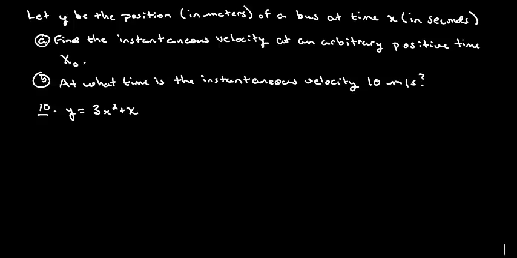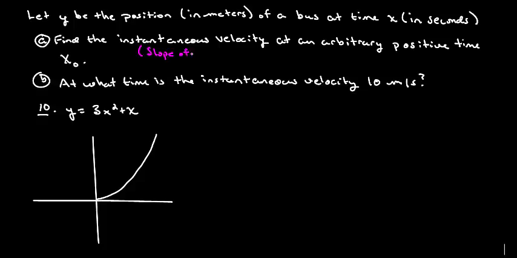So again, I'm going to draw out the picture of what's going on here. Okay. And so we've got some curve 3x squared plus x, which looks something like this. And we need an arbitrary point here that we need for the instantaneous velocity. That is the same thing as, I should write it like this, slope of the tangent line.